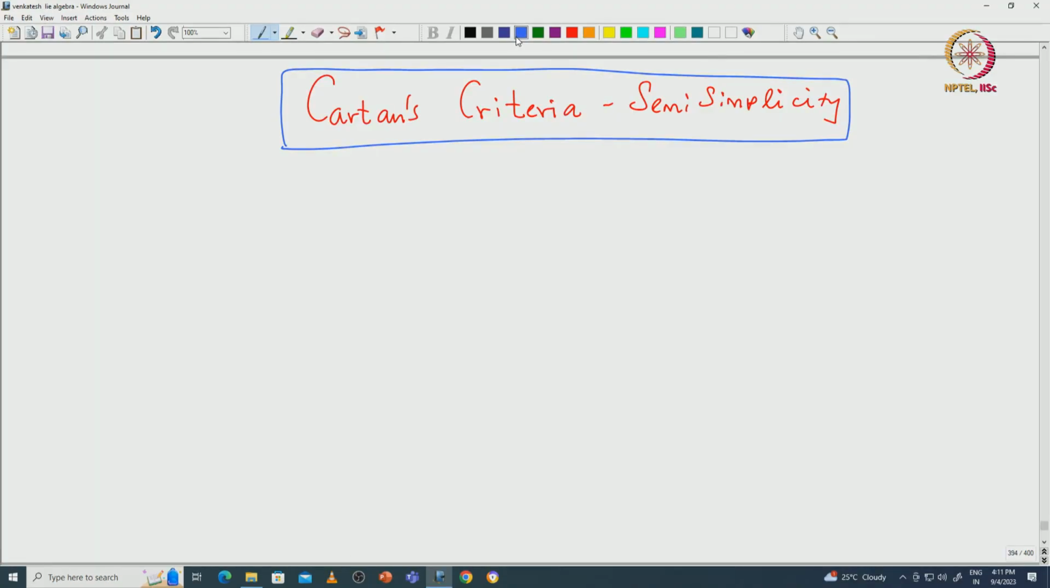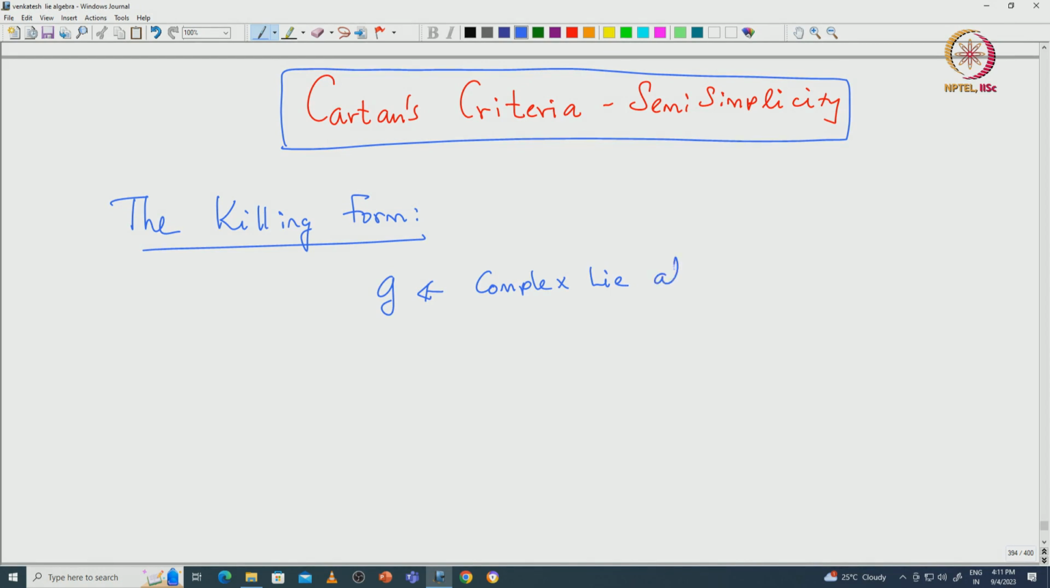So let me just define what is called the Killing form. This can be defined for any finite-dimensional complex Lie algebra. There is no restriction on the complex Lie algebra. So we take g to be a complex Lie algebra, that means a Lie algebra defined over complex numbers.